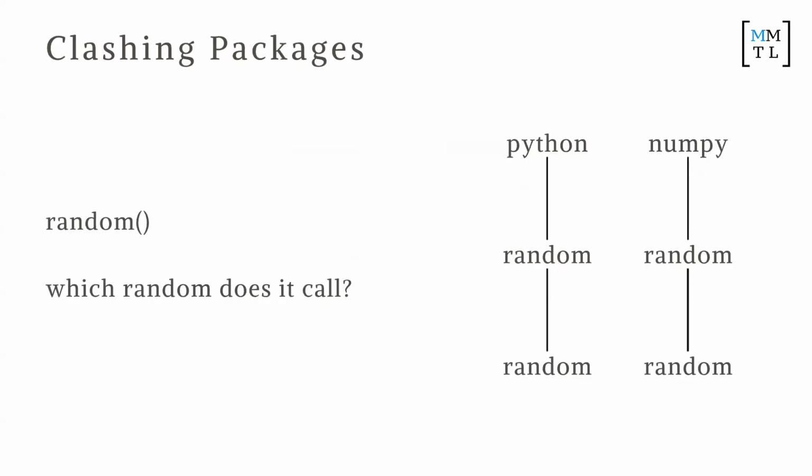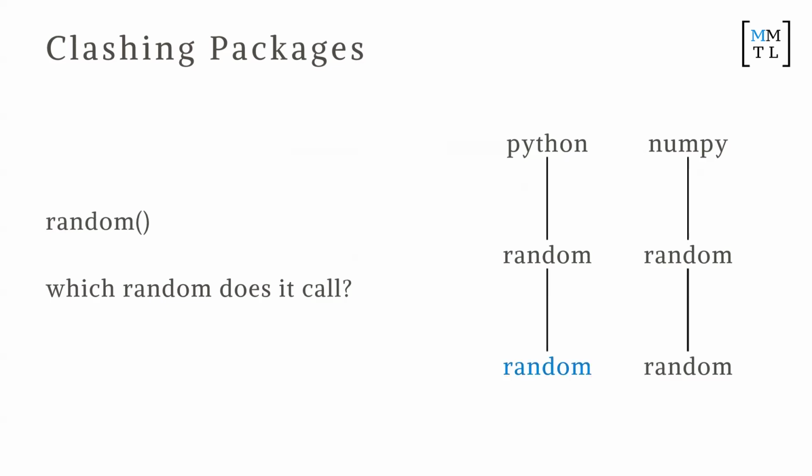All right, so if we have the Python library with the random module and the random function, and we have the NumPy library with the random module and the random function, and then we call random, which random does it call? Python, exactly. In this case, we've imported both Python and NumPy, and we're trying to use the random function. Both of these libraries have a random function, but it's going to default to the Python one first. Does that make sense?